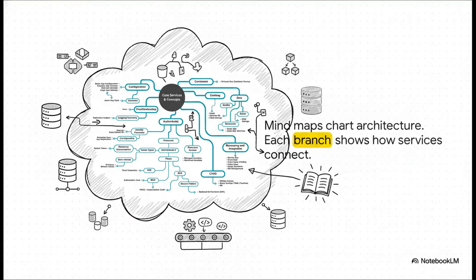So the heart of the book is a series of mind maps, just like this one. Think of them as charting the major territories of cloud architecture. Each branch represents a key domain, like security or data, and it shows how all these seemingly separate services actually connect to form a cohesive whole. It really does help you see the forest for the trees.